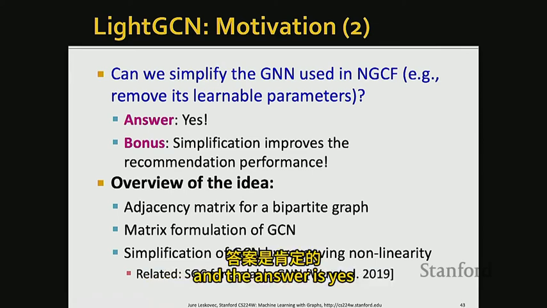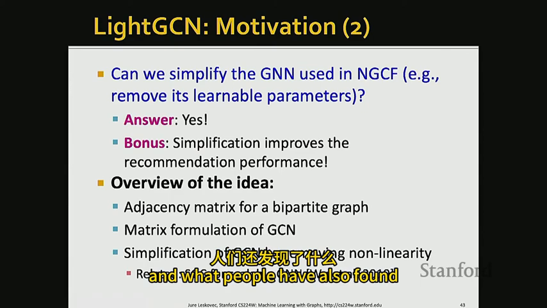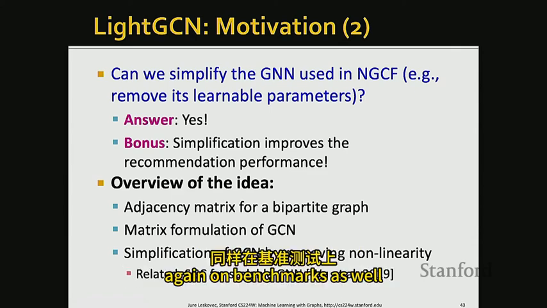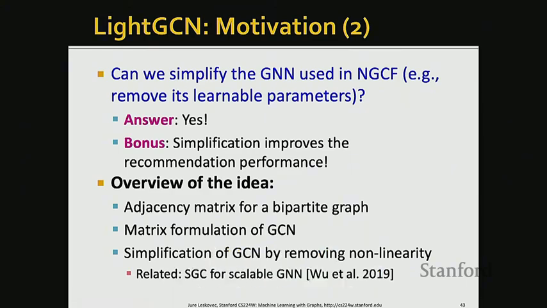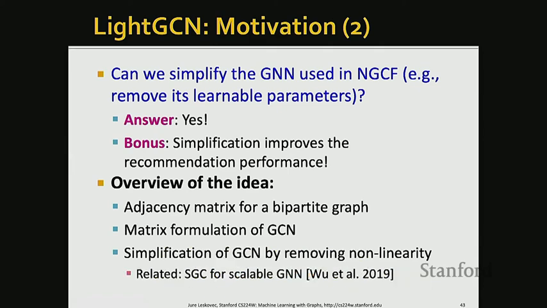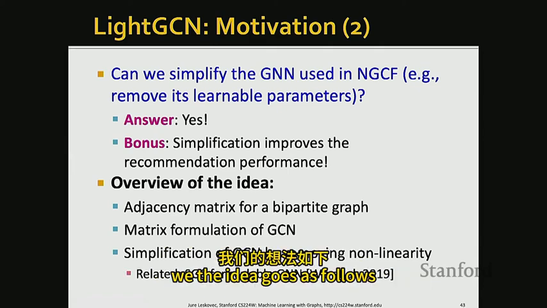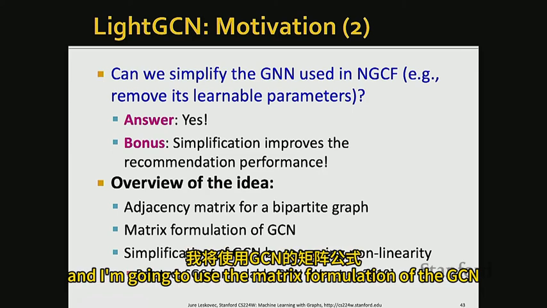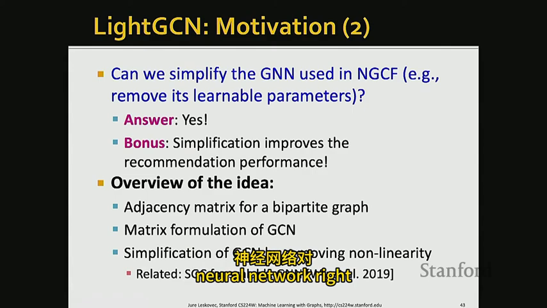And the answer is yes. And what people have also found is that it actually gives you a slight boost in performance, again, on benchmarks as well. So let's take a look at how this works. The idea goes as follows. We are going to have an adjacency matrix for the bipartite graph. And I'm going to use the matrix formulation of the GCN, of the graph convolutional neural network, right?